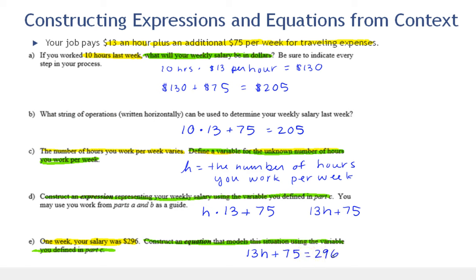Okay. So this equation, we will learn how to solve equations such as these, or maybe you remember how to solve them from a previous class. But with this equation we could solve for the number of hours you would need to work per week to earn $296. Okay. So this was an example of an expression and equation from context, and now we're going to start building equations using symbolic forms.